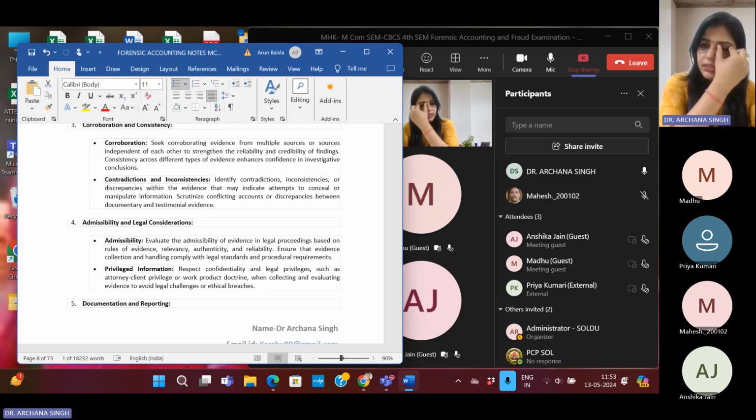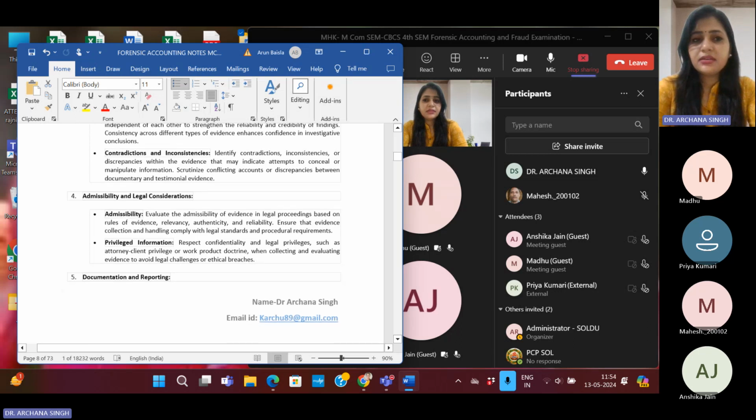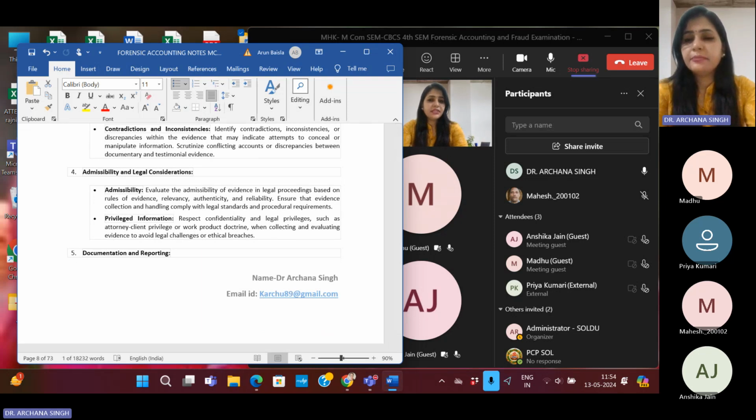Testimonial evidence. So this thing they had to do. Then admissibility and legal considerations. Basically here, they had to evaluate the admissibility of evidence in legal proceedings based on rules of evidence, relevancy, authenticity and reliability.